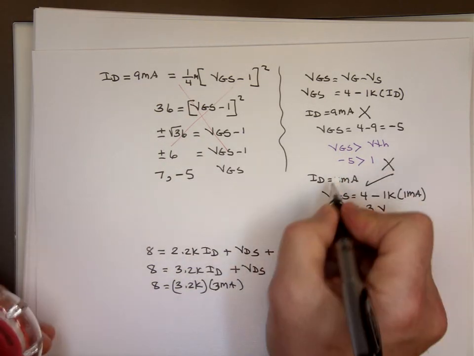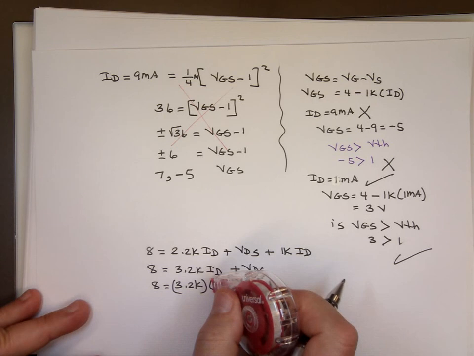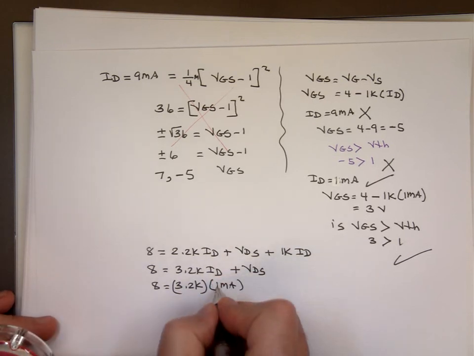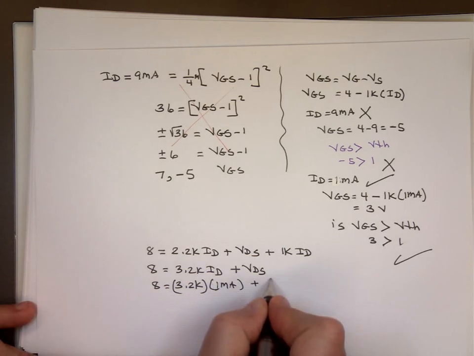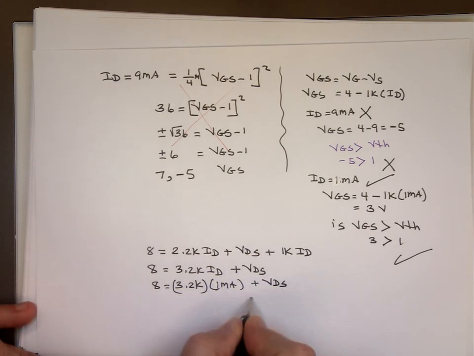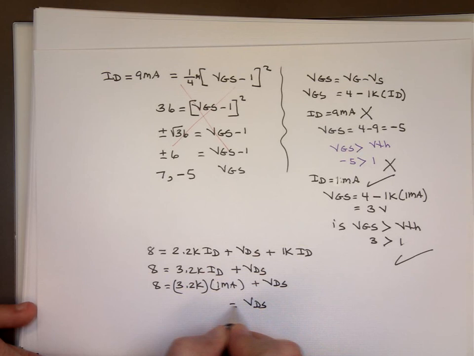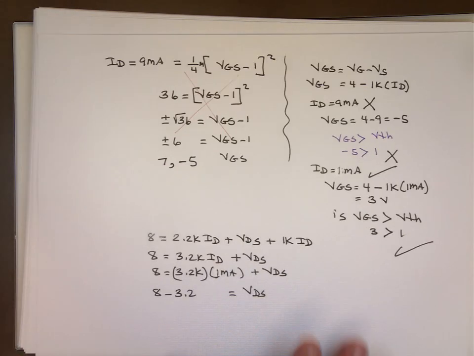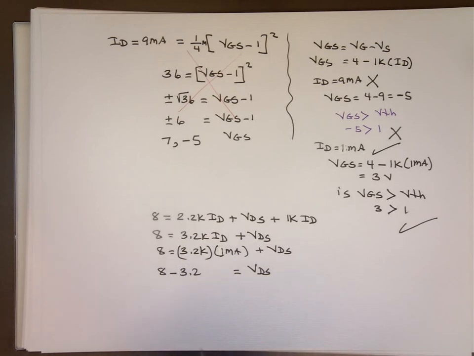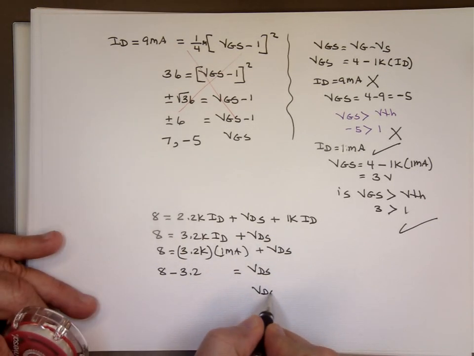Too early in the morning, 6 a.m., in case you're wondering. Plus VDS. So VDS is going to equal 8 minus 3.2, and that's, what's that, 4.8 I think? So VDS equals 4.8 volts.